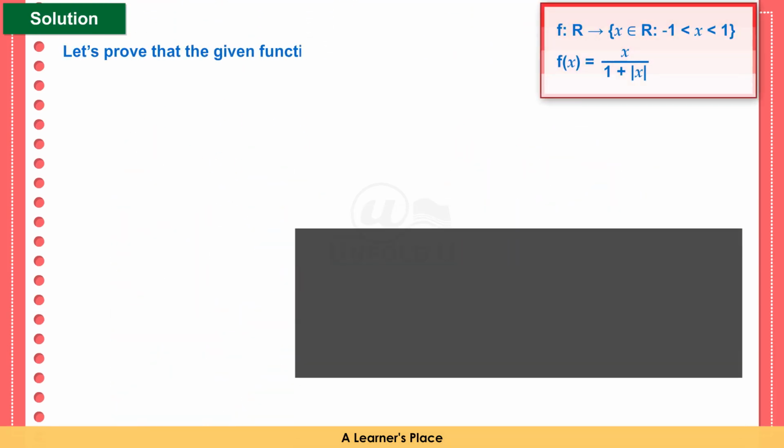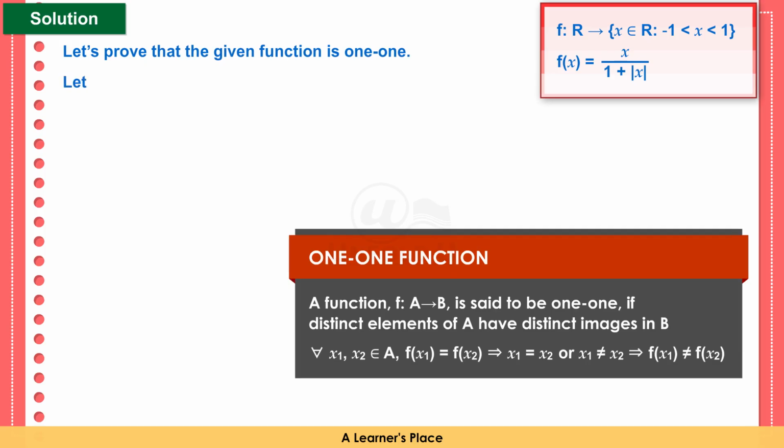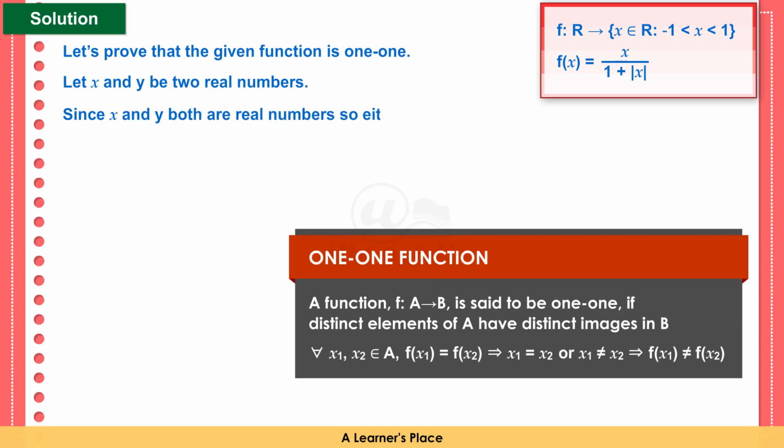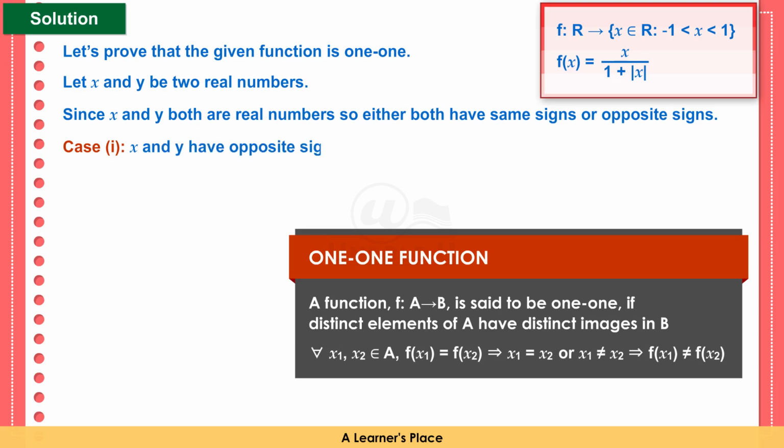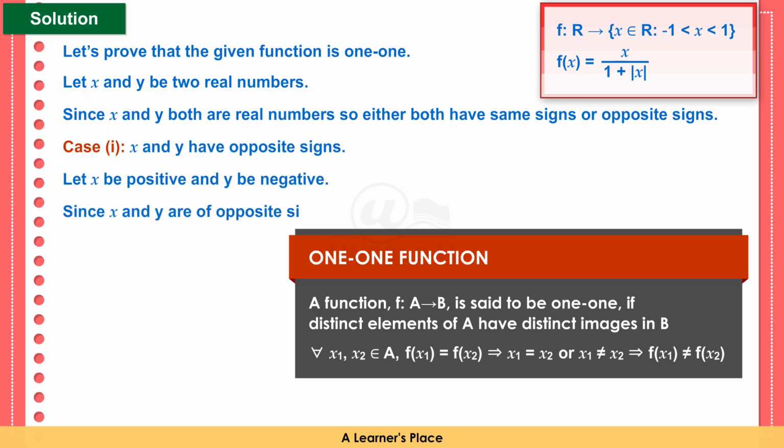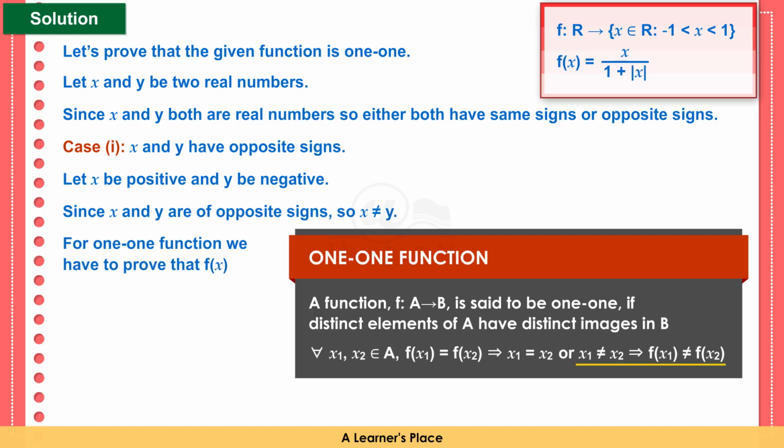Let's prove that the given function is 1, 1. Let x and y be two real numbers. Since x and y both are real numbers, so either both have same signs or opposite signs. Case 1. X and y have opposite signs. Let x be positive and y be negative. Since x and y are of opposite signs, so x is not equal to y. For 1, 1 function, we have to prove that f of x is not equal to f of y.